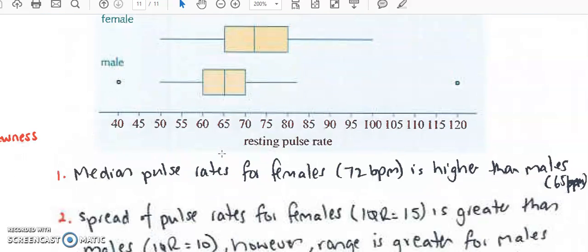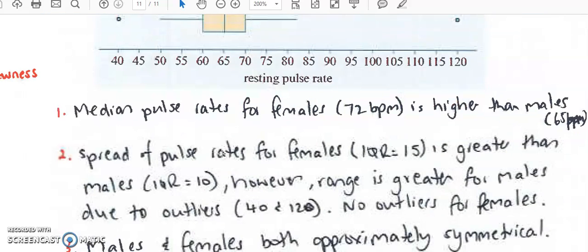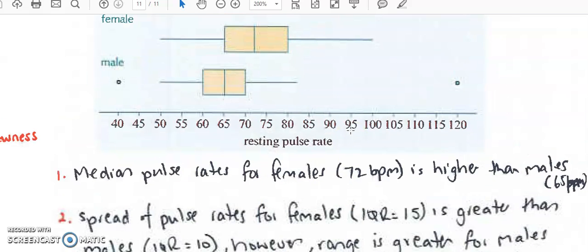So let's first talk about the median pulse. The median pulse rate for the females is 72. How we can tell is we can just look at this line here, Q2 or median. That's 72. And this is high in comparison to the males, which is 65.